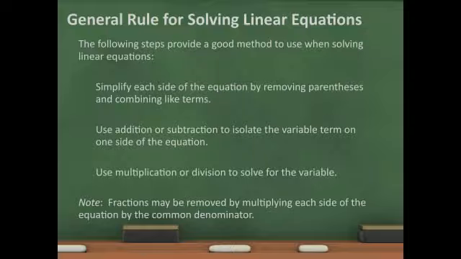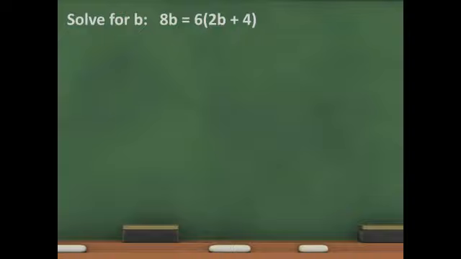Remember that fractions may be removed by multiplying each side of the equation by the common denominator. Let's use these three steps to solve the equation 8b equals 6 times the sum of 2b and 4.